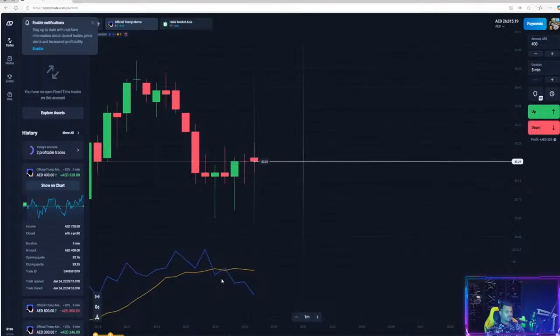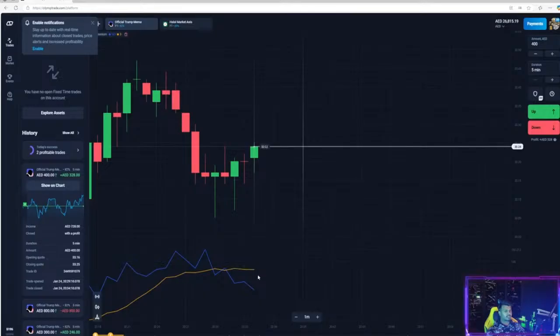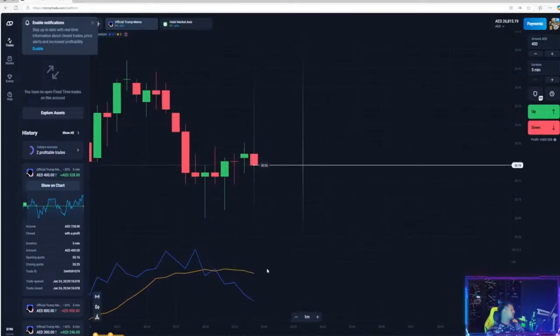Guys, these momentum lines are really very important, because they decide our results, where they will move, where they will finish. Everything depends on these.